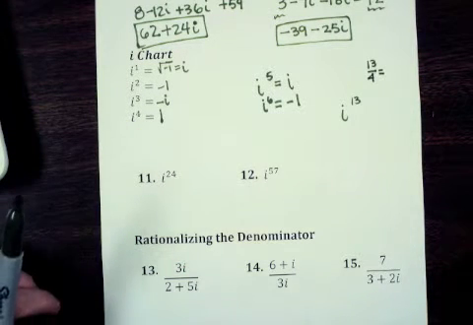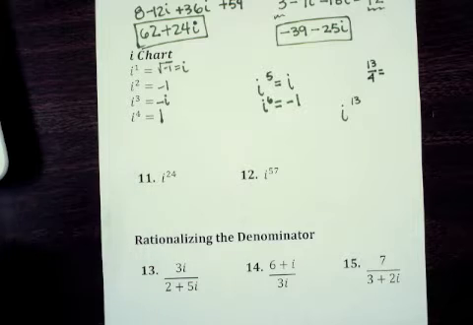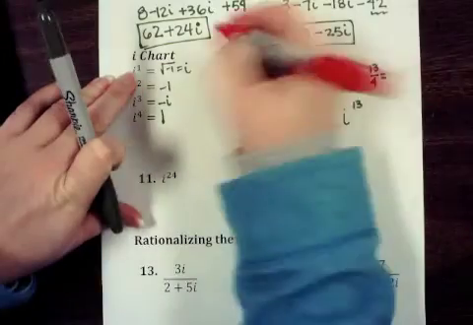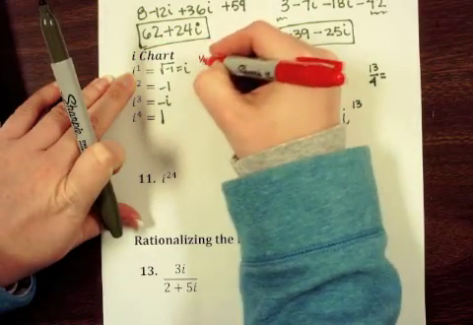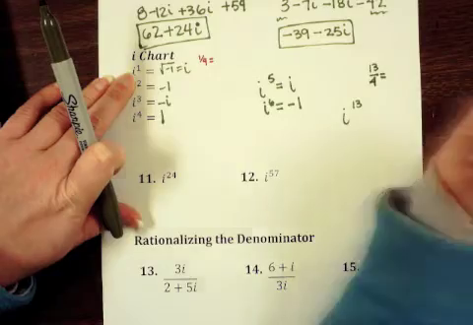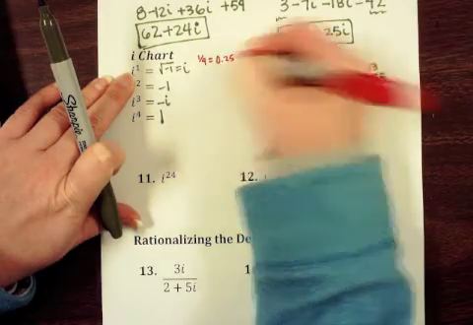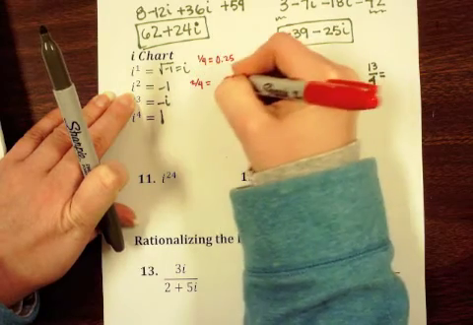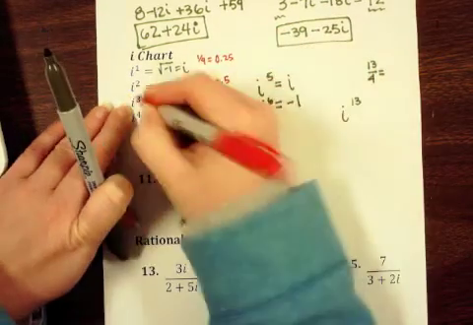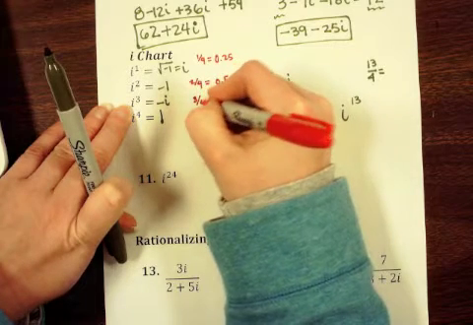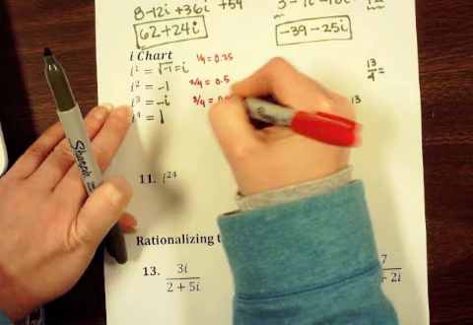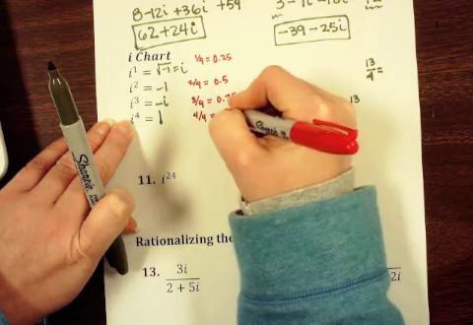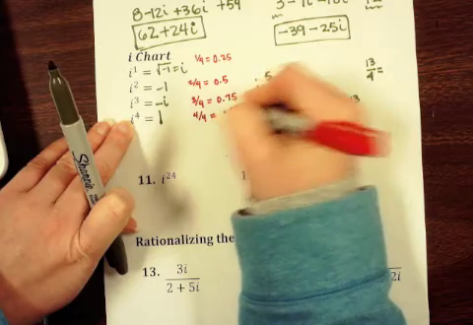So here's what I do. Take the exponent. In this case, the exponent is 1, and 1 divided by 4 gives you what as a decimal? 0.25. And then the next one is 2 divided by 4, and that as a decimal is 0.5. And then i to the 3rd is 3 divided by 4, and that's going to give you 0.75. And then the last one is 4 divided by 4, and that gives you 1.0.